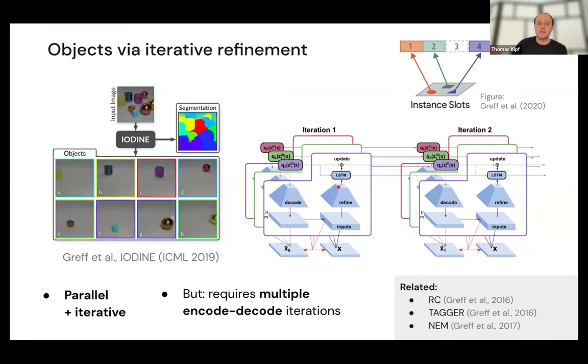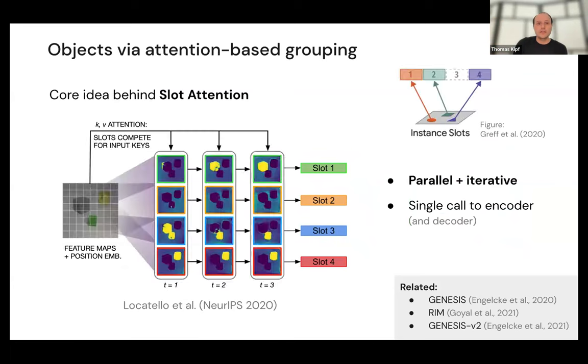And again, this is very expensive, especially if you want to run this, for example, on a video. And so in 2020, we looked at the state of the literature at that time. We thought, okay, these instance slots are really great, but to really make them usable, you need something that is much faster and doesn't rely on this iterative encoding and decoding all the time. And thanks to the attention mechanism, we can effectively overcome this issue by doing attention-based iterative grouping.